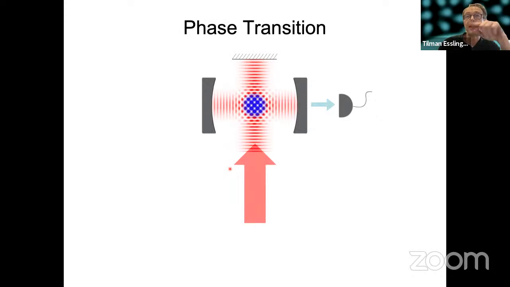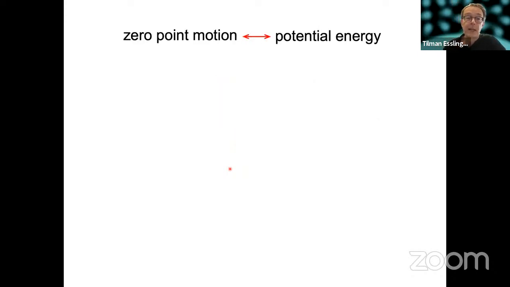You increase, and then at some point the system decides to form a density wave, a spatial density wave, and scatter light into the cavity. And this phase transition is a competition between zero-point motion and the potential energy gained by the AC Stark shift.